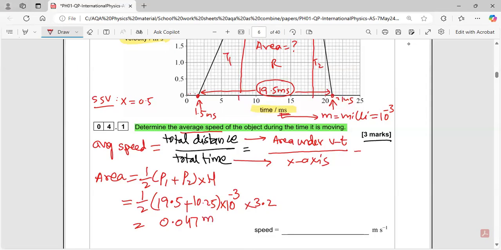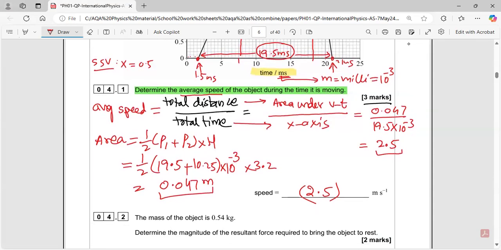Okay, and now we got 0.047, and you divide it with the time, and that time is 19.5 milli, and milli is 10 to the power -3. And when you do that, then you will get your answer around 2.5 meter per second. So this is your answer. I'm just doing the rough calculation. Maybe this value should be a little bit different, and maybe this value is a little bit different, but your answer should be in the range of 2.4 to 2.6 meter per second.